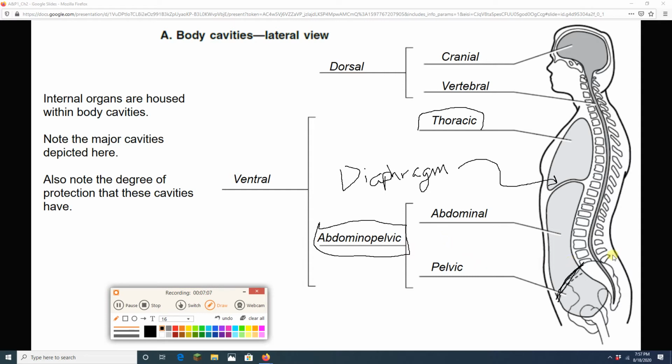Now, do notice how much more bony protection the dorsal cavity has compared to the ventral cavity. Now, in the ventral cavity, the thoracic is much more protected than the abdominopelvic. So different cavities, different degrees of bony protection. All right.